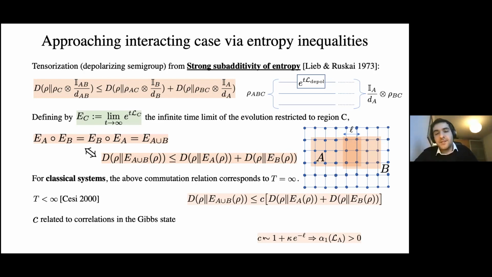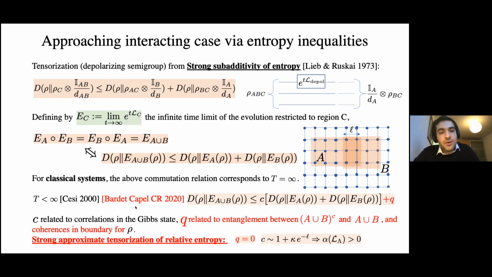Of course, if this constant C is [positive], we can devise an iteration procedure in order to control big regions onto smaller ones, and finally prove that this alpha 1 constant is positive. In the quantum case, we have an extension of this approximate tensorization. However, for quantum states, we couldn't get rid of an additive constant Q, which can be written in terms of entropic quantities that basically encode the information about the entanglement of your state rho between the region AB and the outside world, and the coherences that might occur at the boundary.